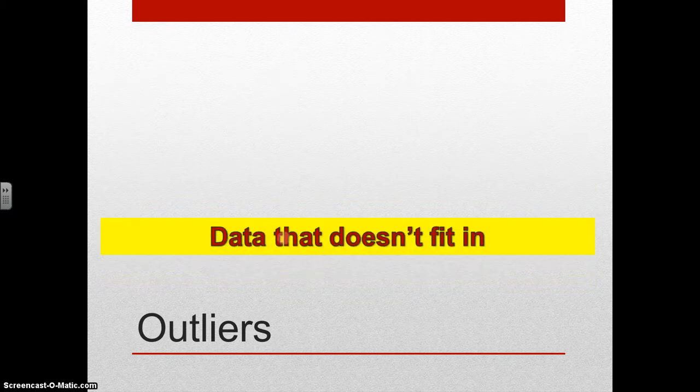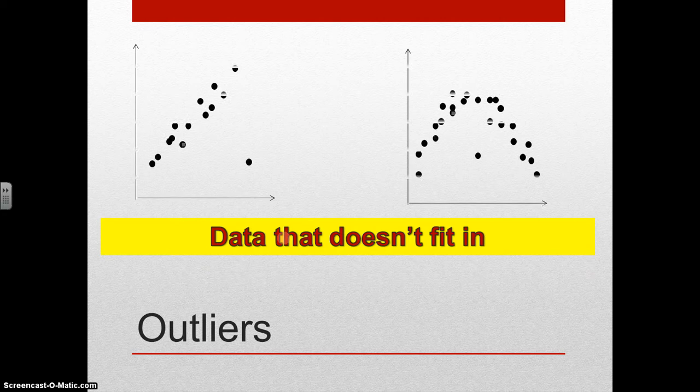Data that doesn't fit in is what we call outliers. I believe everybody is pretty much familiar with that. So when you have a point that's just far away from everything else. And so in these two situations, the highlighted points are your outliers.